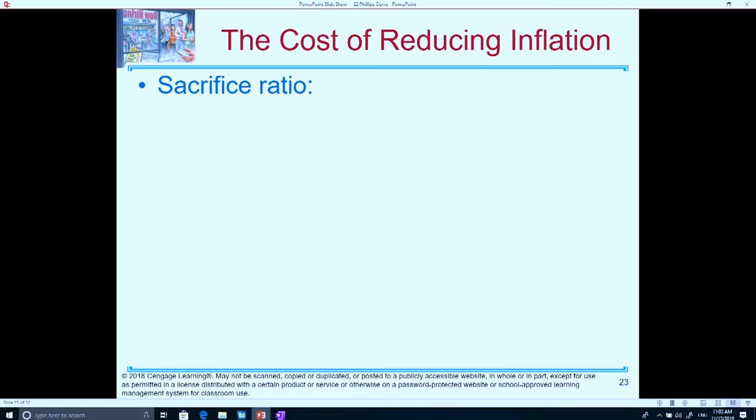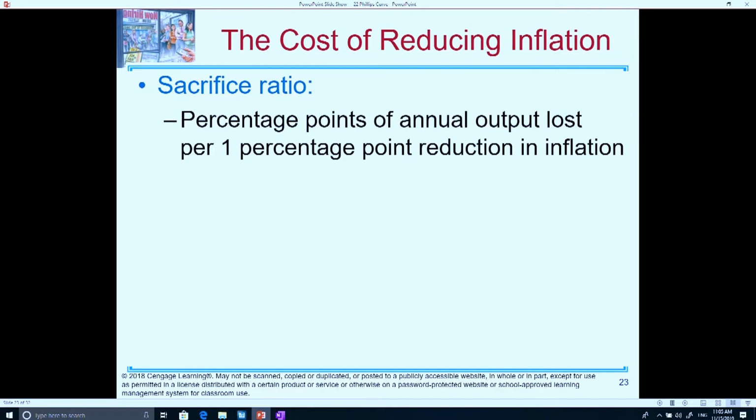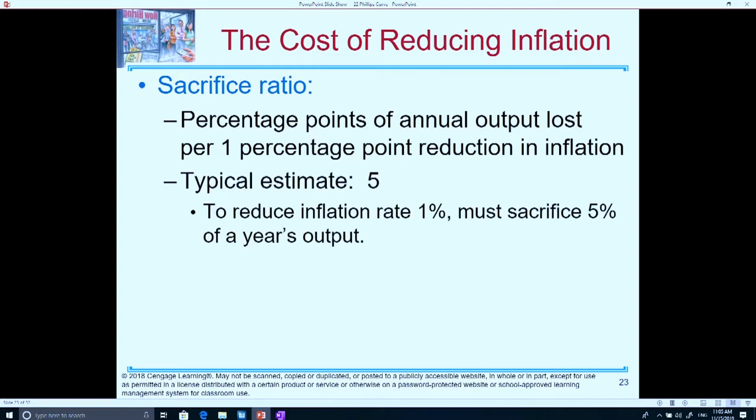We call this the sacrifice ratio. The percentage points of annual output lost per 1 percentage point reduction in inflation. Typically, 5. What does this mean? In order to reduce the inflation rate by a percentage point, we have to sacrifice 5% of this year's output. That's expensive. Like, that's costly. This is not something we want to do.